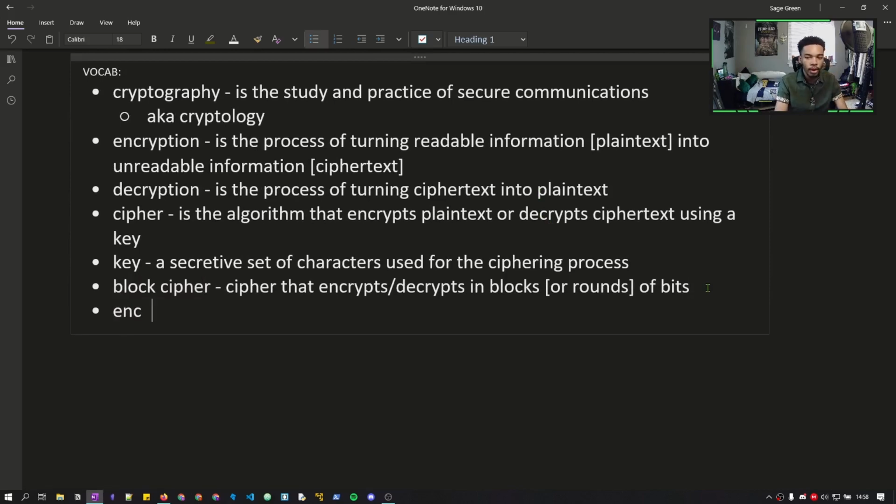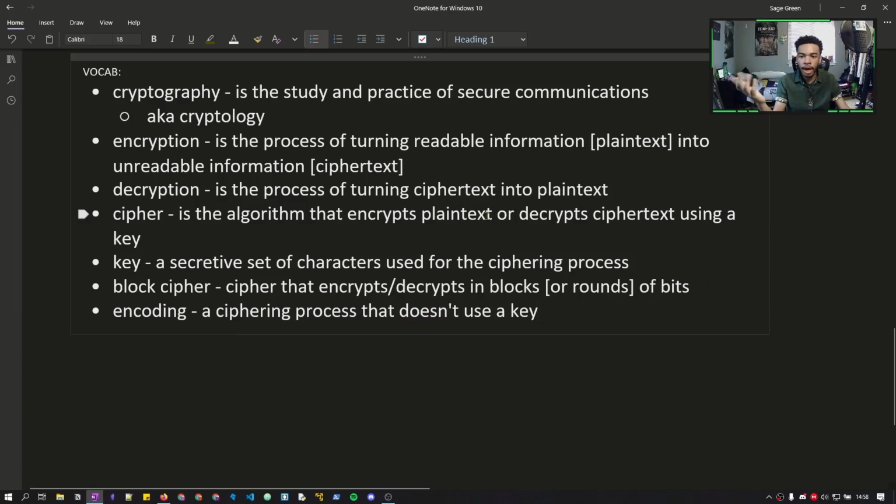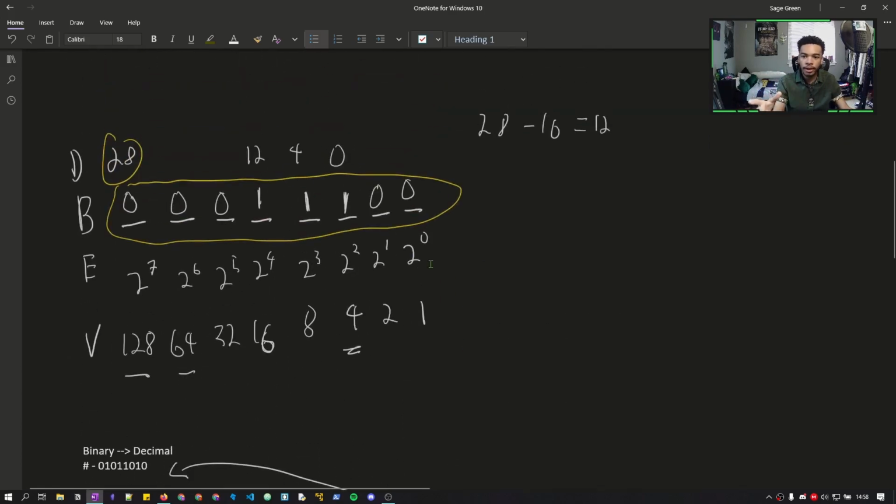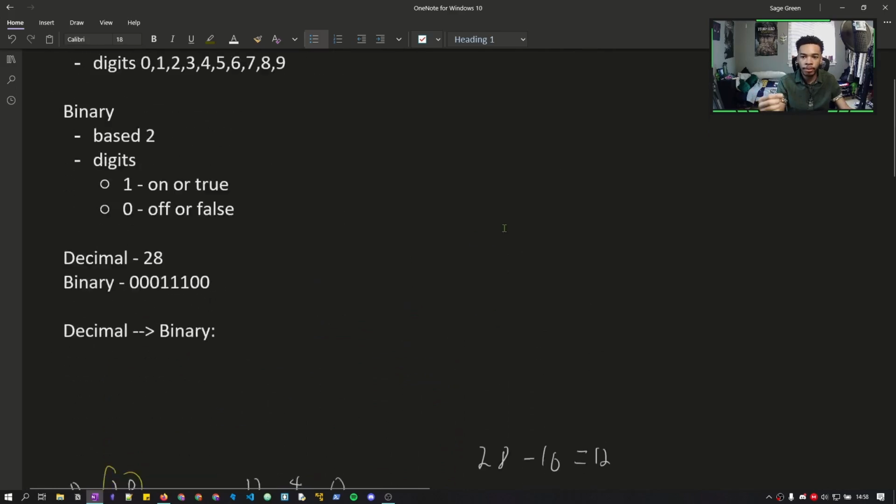All right. Now we're going to talk about encoding, which is the last thing, and it's just a ciphering process that doesn't use a key. All right. So remember this vocab, I guess, is going to be pretty important as we dive into it. This module is probably the most important module, because if you don't understand these concepts, then you may not be ready to take the course. But if you really want to take this course, just study up, learn this vocab, and review this kind of concept of binary bits and bytes, and you'll be fine.